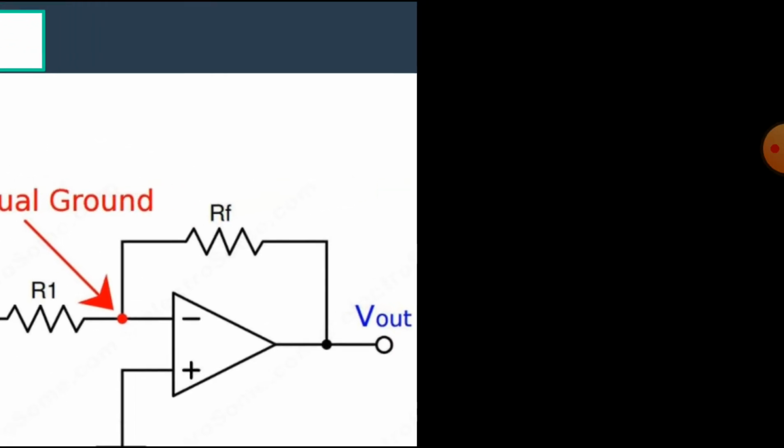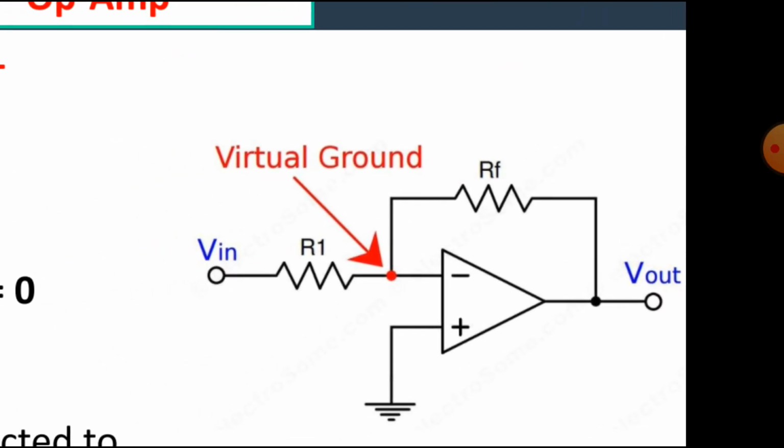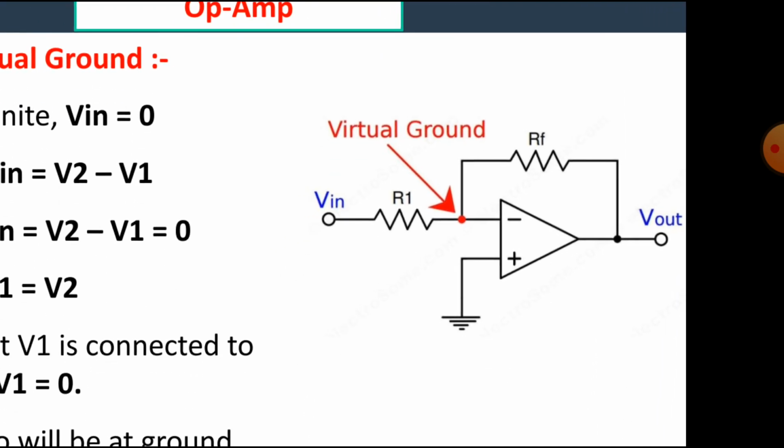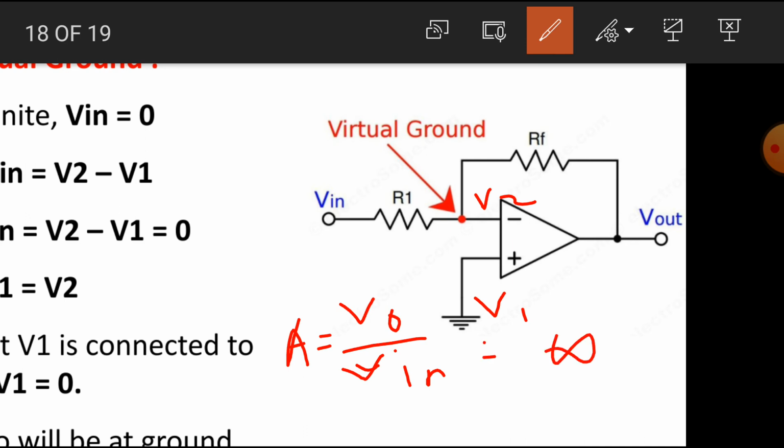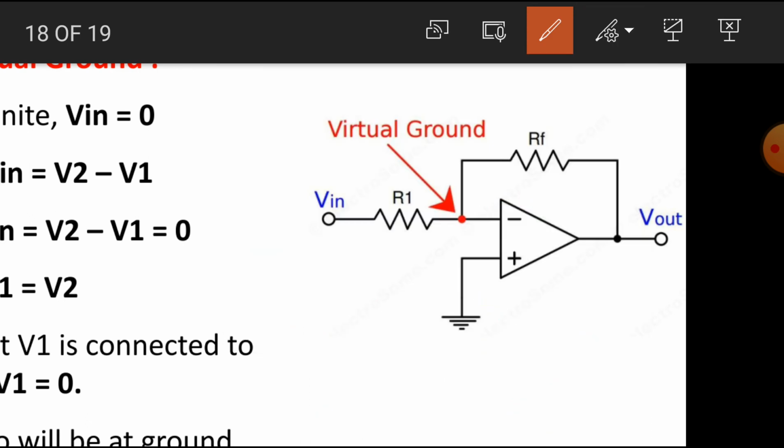Let's see once again. Here in this diagram, we know that there are two signals. This is V1 and this is V2. We know that the gain of the amplifier, V0 upon V in, is infinity. By rearranging this term we get V in is equal to V0 upon A.